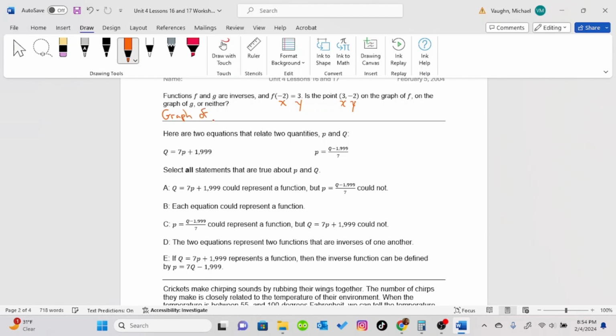graph of g, because the x and y values are swapped. That's what an inverse is. So the negative 2 becomes the y in function g, and the 3 becomes the x in function g.